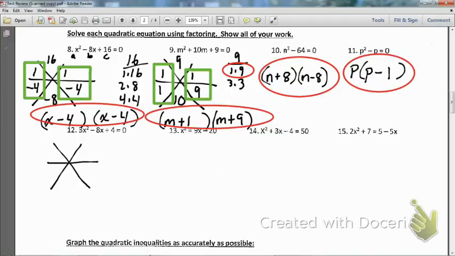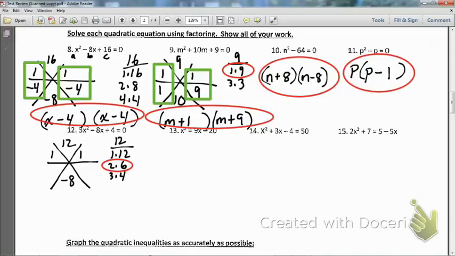So star method. A times C in that top blank. So 3 times 4 is 12. I write A in my first blank there. B goes on the bottom, which is -8. So I'm looking for factors of 12 that add to give me -8. So that's 1 times 12, 2 times 6, 3 times 4. So I look, the only pair I can make 8 out of is going to be 2 and 6.